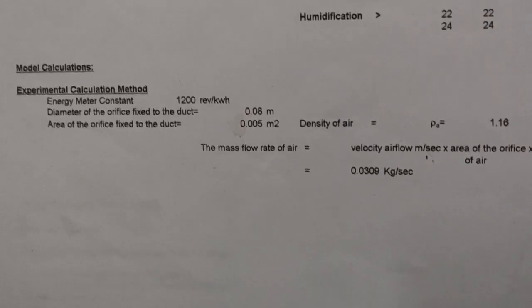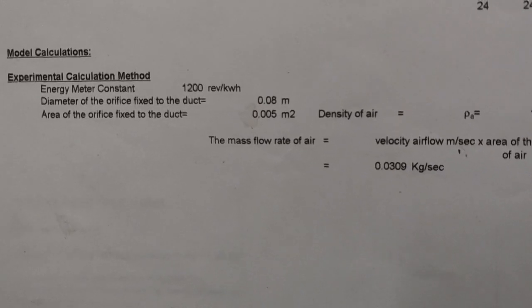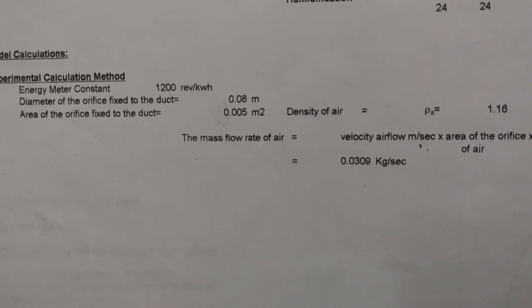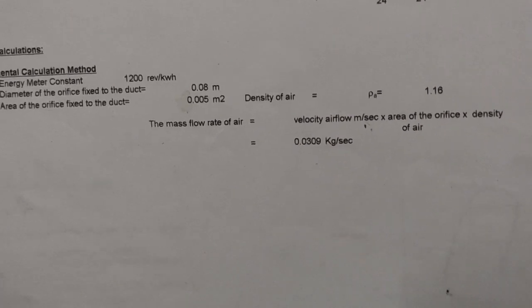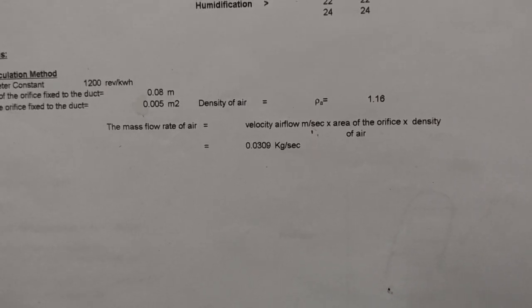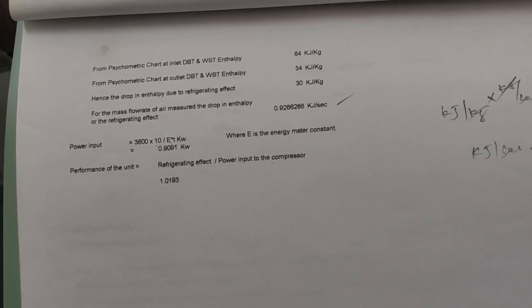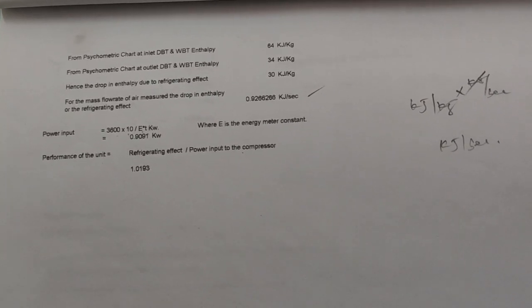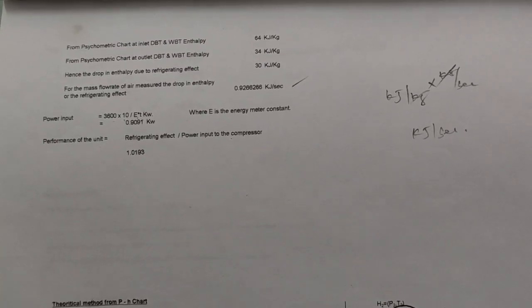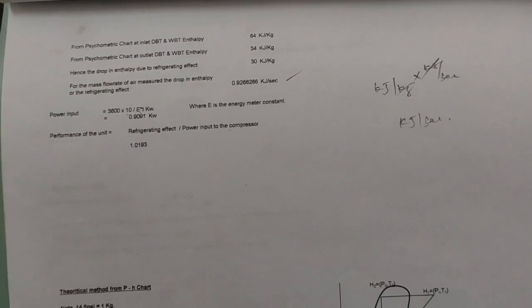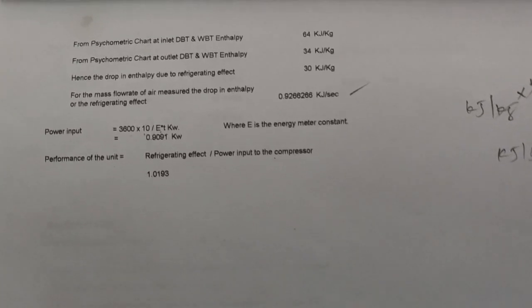Then the diameter of the orifice, which is fixed to the duct, is 0.08 meter. Next, the area of the orifice is 0.005 meter square. You can determine the density of air and the mass flow rate of air by using this formula. Then from the psychrometric chart, from the corresponding inlet dry bulb temperature and wet bulb temperature, the enthalpy values can be noted. Similarly, from the outlet dry bulb temperature and wet bulb temperature, we can find the enthalpy from the psychrometric chart.